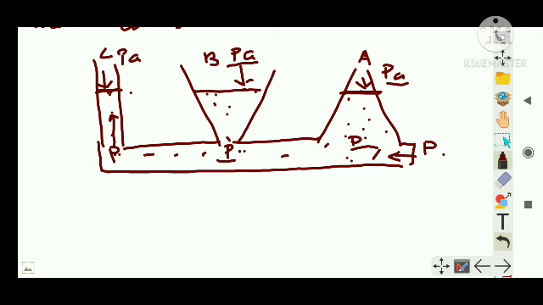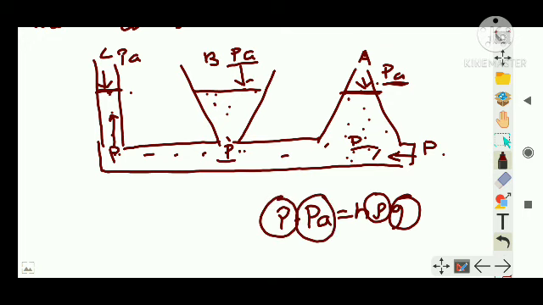So when all of them are having the same pressure, P minus PA is equal to H rho G. You are having the same liquid, the same acceleration due to gravity, and you are having the same PA and the same P, so obviously you will have the same H. Clear? This is hydrostatic paradox. I hope you understood.